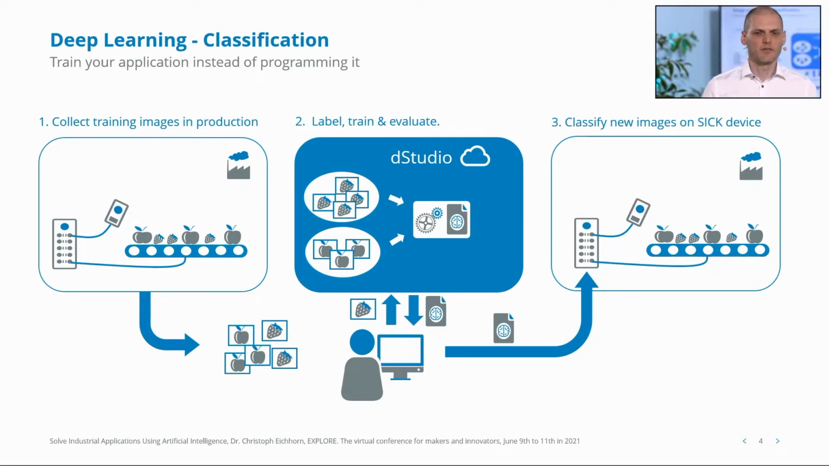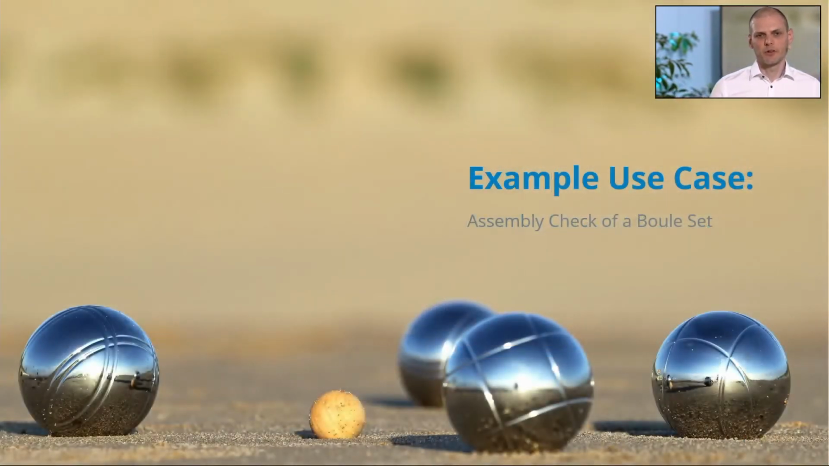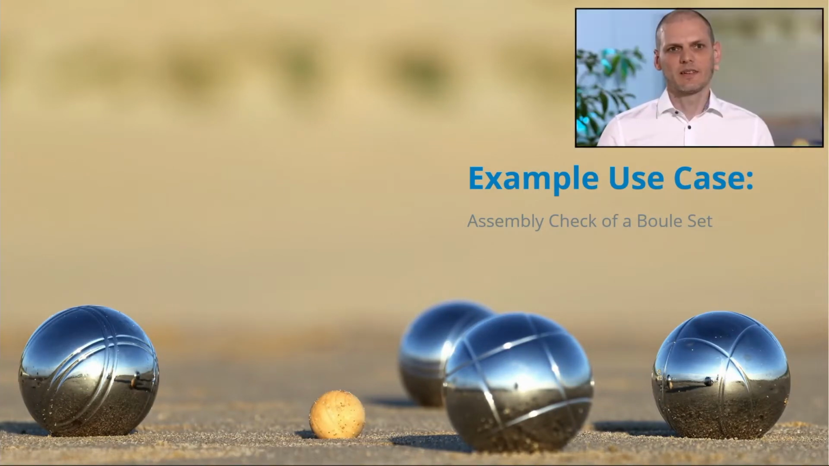Once we have collected enough training data, we will sort this data and upload it to DStudio, which is our cloud tool for the training of deep neural networks. And DStudio will not only train the deep neural network, but also evaluate its performance on some evaluation data. And once we are happy with the outcome of this training, we can download this neural network and deploy it to our sensor so it can autonomously take complex decisions in our application. And to demo this to you, we've prepared a small demonstration based on a bool set assembly check.